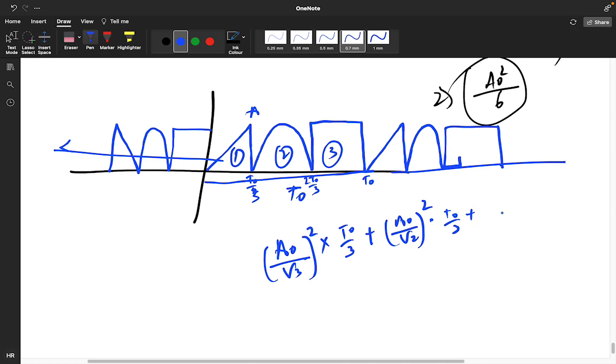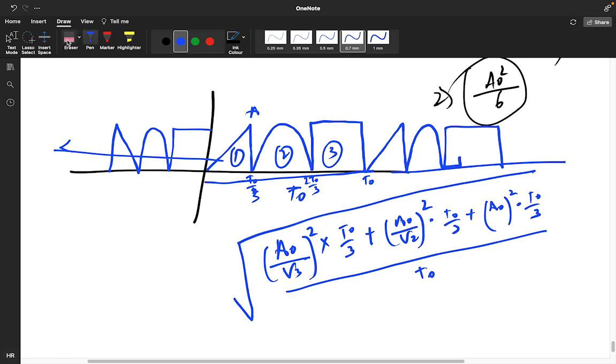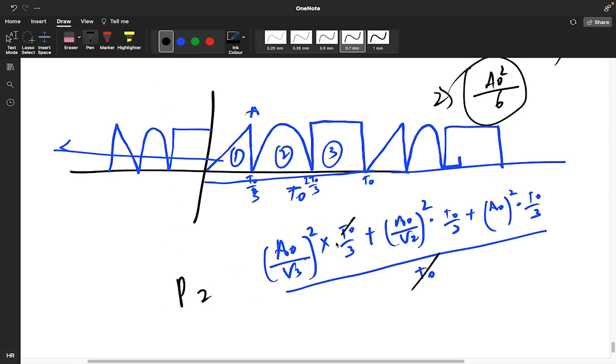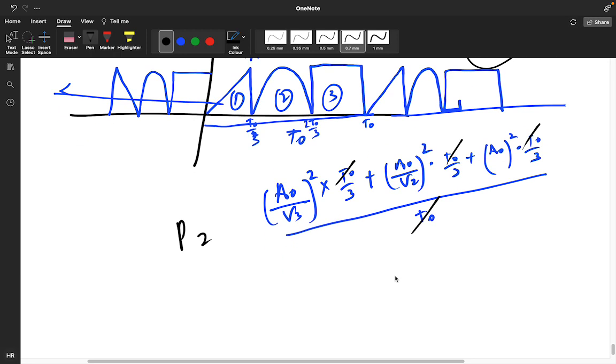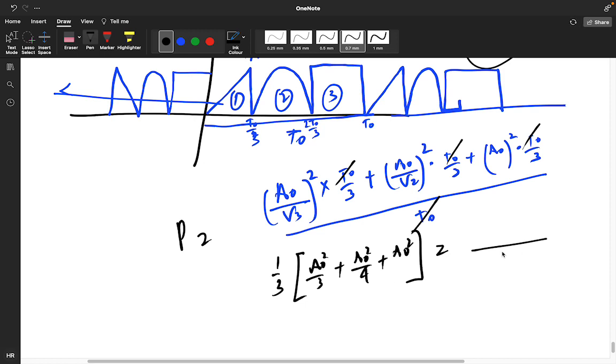Plus A naught by 1. You don't really need to write 1 if you understand things. Square it. What is the time period? T naught by 3. Divide by the overall time period T naught. If you take the root, it becomes RMS, and if you do not take the root, it is your power. So T naught gets cancelled out. What are you getting? 1 by 3 outside: A naught square by 3 plus A naught square by 4 plus A naught square. After solving this, how much are you getting?